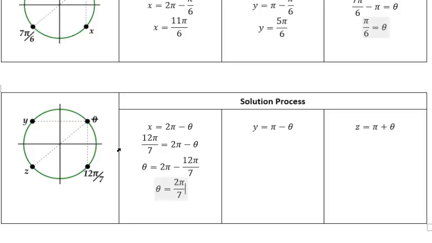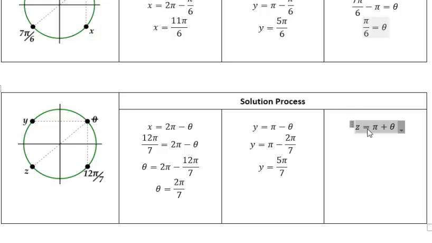So now that I found the answer for theta, I can use this same answer to find y and z. To find y, I need to subtract from pi, which is this position, because I'm moving backwards, I'm not moving forward. It will be pi minus theta, and theta is 2 pi over 7. So if I subtract pi minus 2 pi over 7, the answer will be 5 pi over 7.